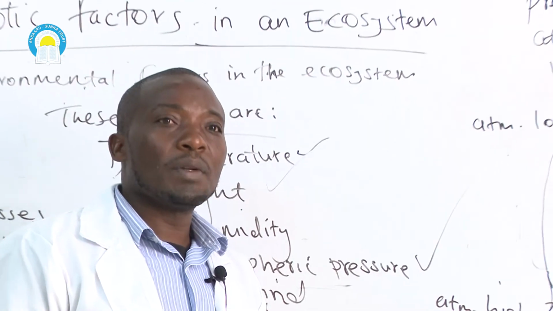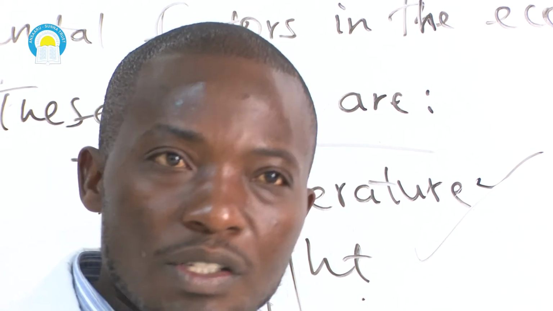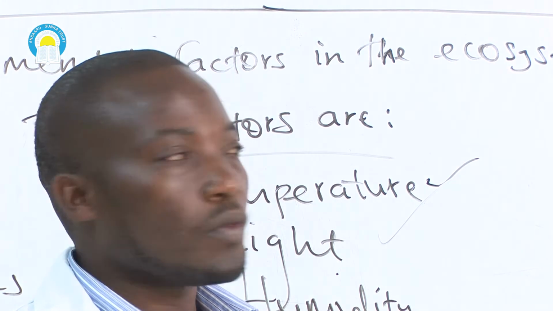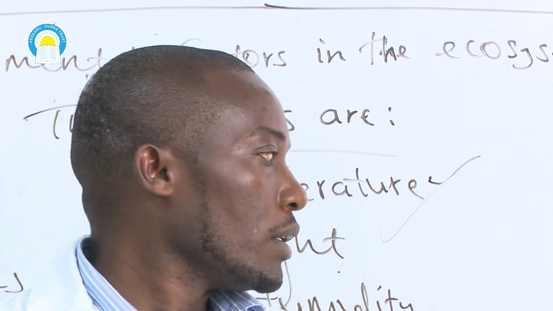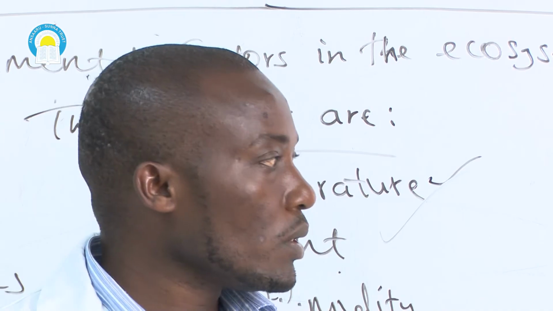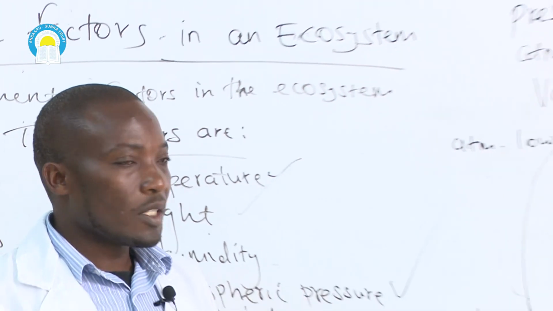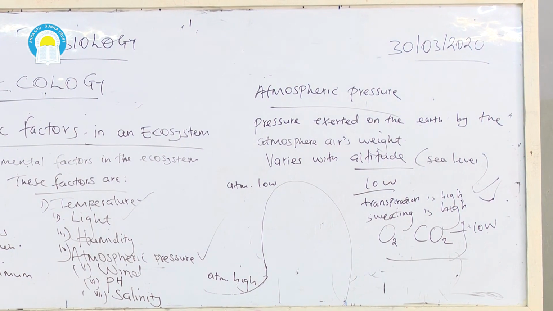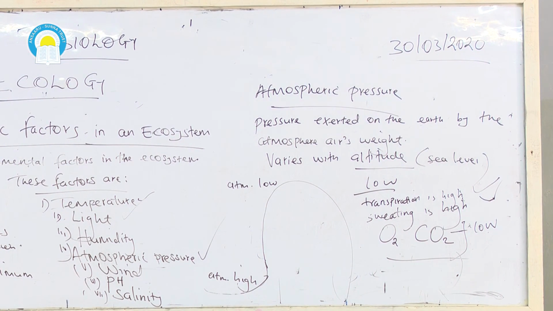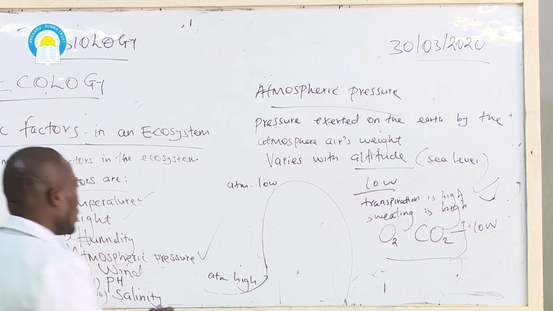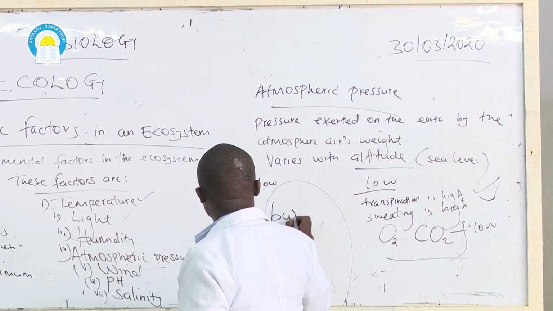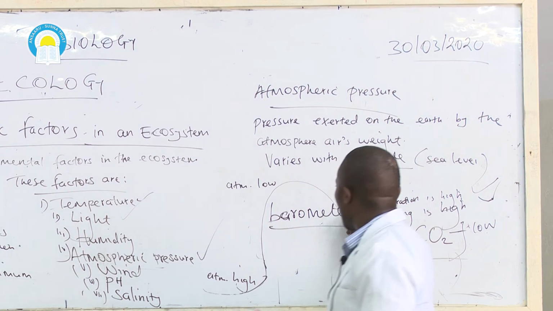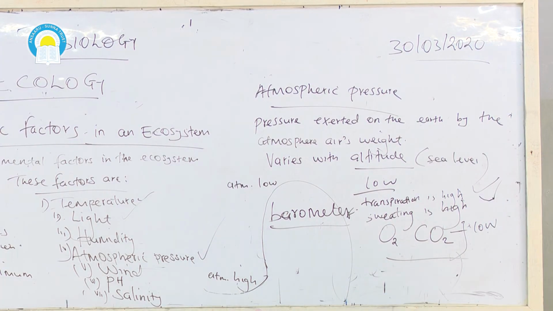But when the atmospheric pressure is high, there is high concentration of oxygen and high concentration of CO2, the rate of sweating is very low, and the rate of transpiration is also very low. And what measures atmospheric pressure? Finally, atmospheric pressure is measured using an instrument called the barometer. You must mention that to describe abiotic factors.